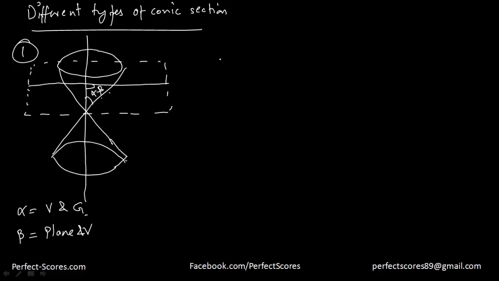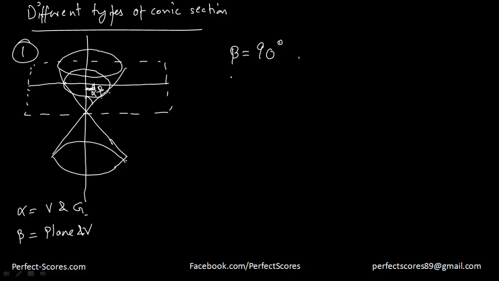Now if this angle beta is actually equal to 90 degrees, so let's suppose I make a very sharp cut and the angle here is 90 degrees. So what is the section that you're going to get? You're going to get something like this, and this is what you're going to get at the top.